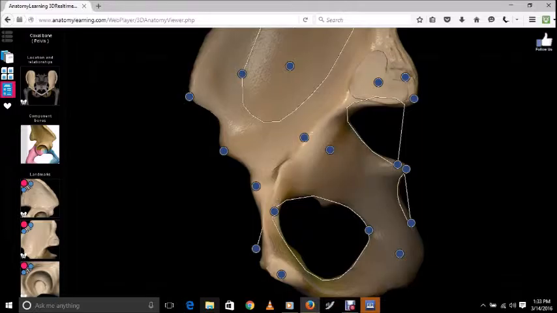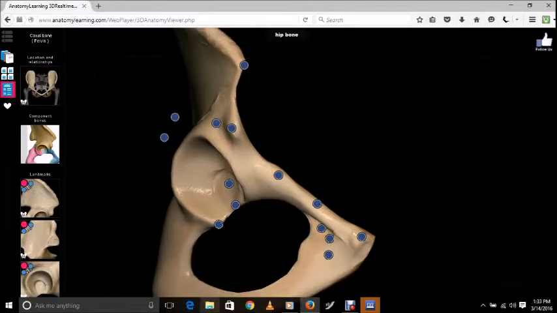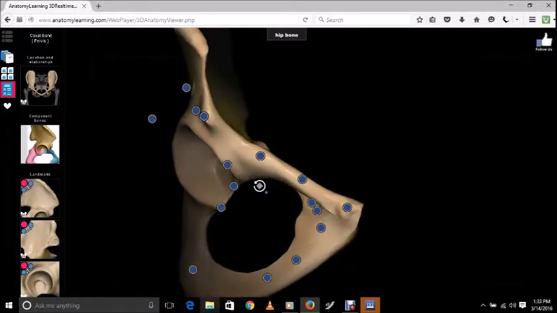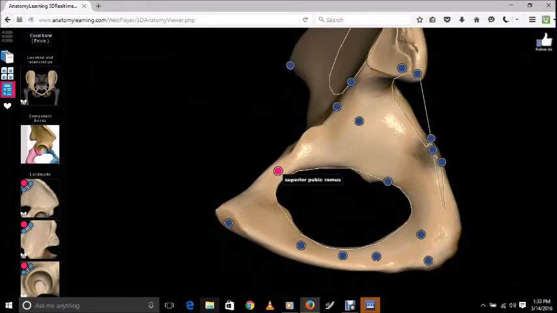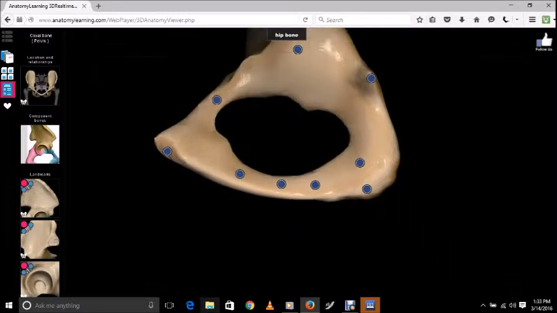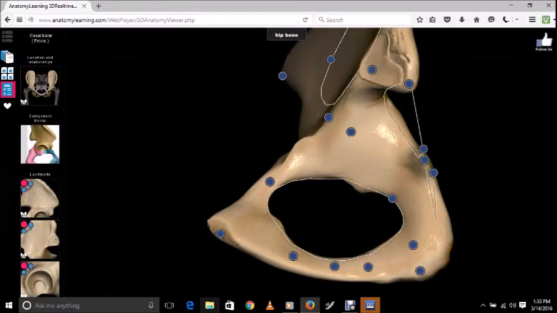But this point is sort of what separates the ilium from the pubis. After the iliopubic eminence, and going into the pubic region, we see the superior pubic ramus. A ramus is anything that looks like an arm. So you see a ramus here, and you see a ramus here. These are both rami, except one is superior and one is inferior.